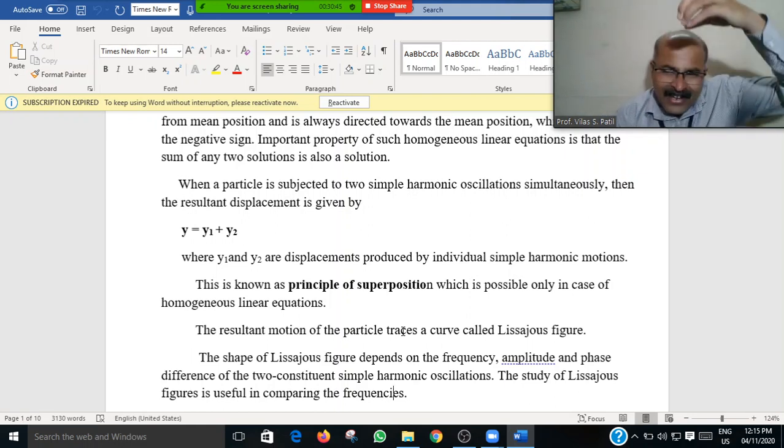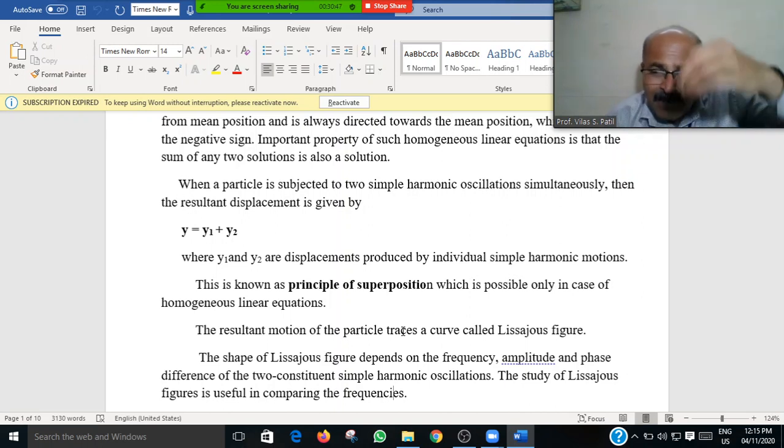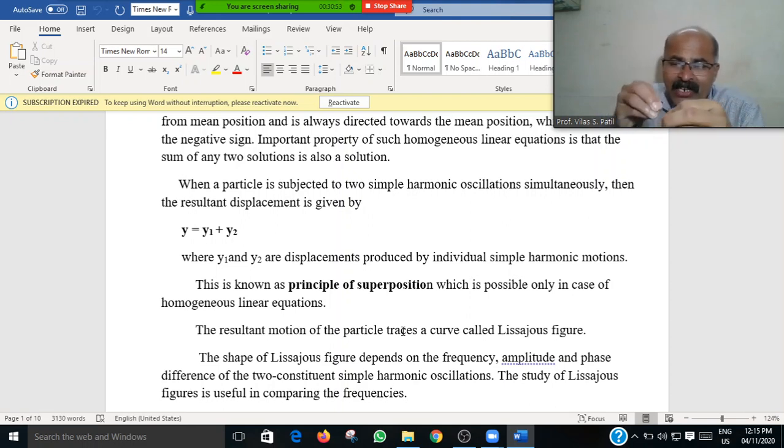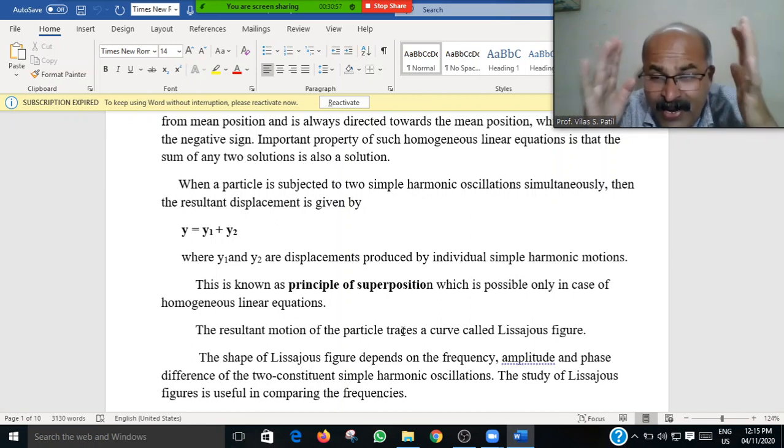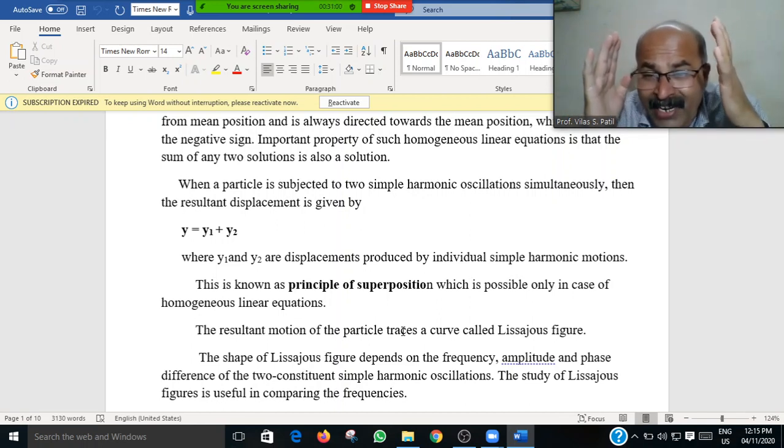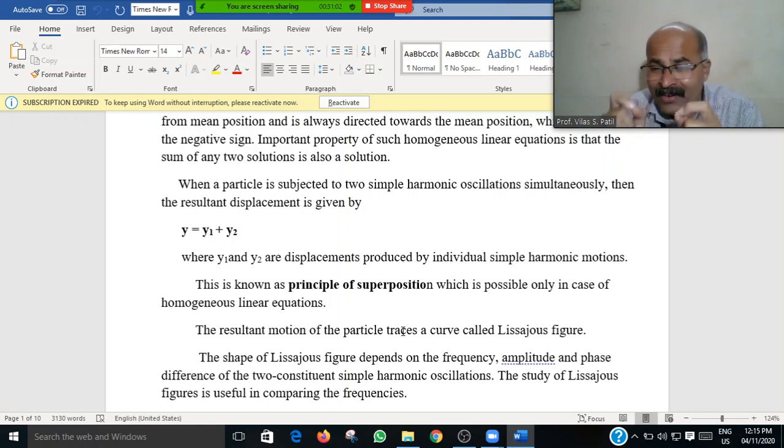Consider that a simple pendulum is subjected to two forces. दोन फोर्सेस त्याला अप्लाय केले, one from this direction, other from this direction, then the resultant displacement of that oscillatory body is the summation of the displacement due to each force.